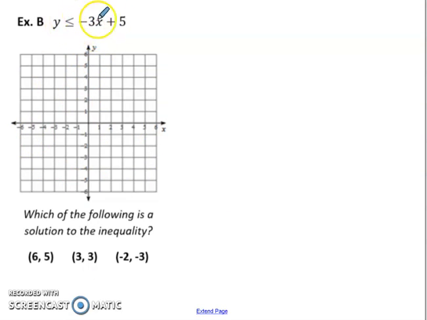Okay, y is less than or equal to -3x plus 5. So first y-intercept. So I go to positive 5 this time. And then this is my slope. And remember, if it's this whole number, I always put it over 1. So this says go down 3, right 1. So I go down 1, 2, 3 over 1. Down 1, 2, 3 over 1. Down 1, 2, 3, right?